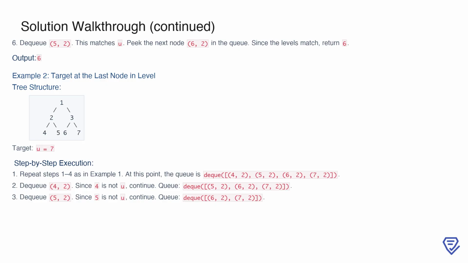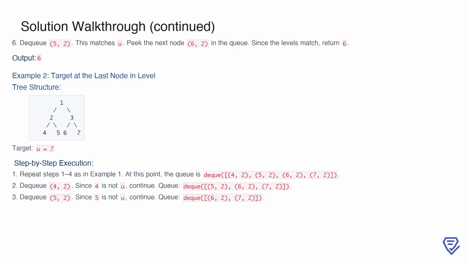In the second example, the target node is U equals 7, which is the last node in its level. The tree structure remains the same, and we repeat steps 1 through 4 from the previous example. At this point, the queue contains (4, 2), (5, 2), (6, 2), (7, 2). First, we dequeue (4, 2) and move on since it's not U. The queue now contains (5, 2), (6, 2), (7, 2). Next, we dequeue (5, 2), and continue for the same reason.